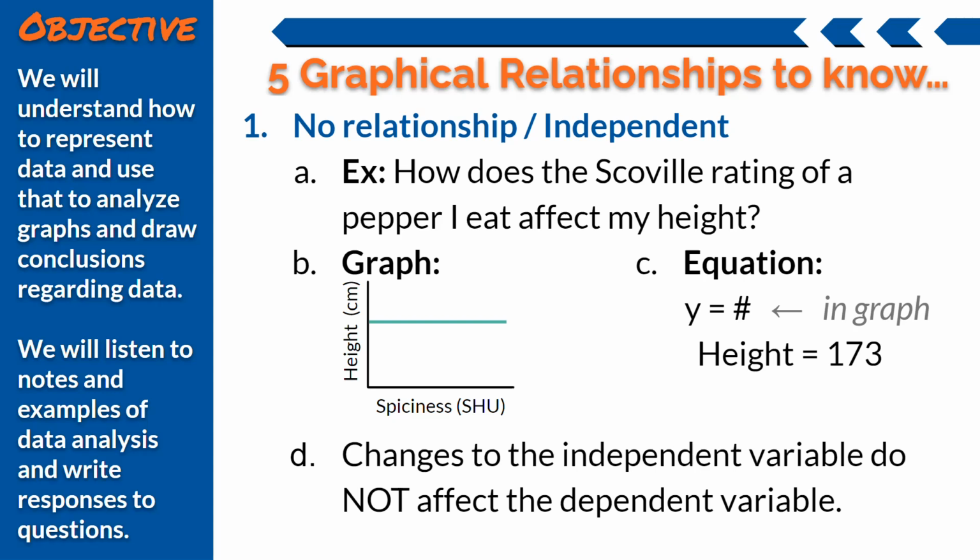Okay, I gave you kind of a ridiculous scenario here, which is how does the Scoville rating of a pepper affect my height? It wouldn't. I'm not going to get taller or shorter because I ate a pepper, which is why I picked this kind of ridiculous scenario. But it is possible that when you're testing something, that particular variable has no effect whatsoever on the other. Maybe you're testing something like this, spiciness versus height, and if you are, then you're going to get a graph that looks like a horizontal line because no matter how spicy it is, my height remains the same.